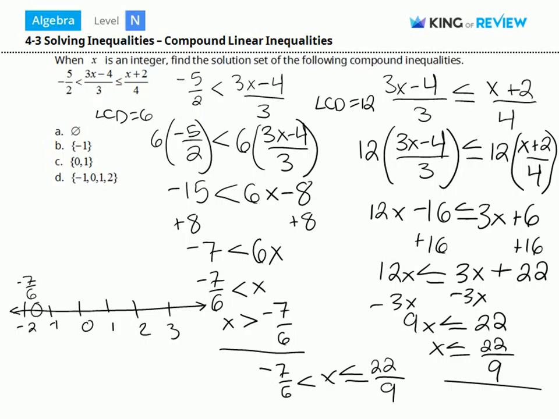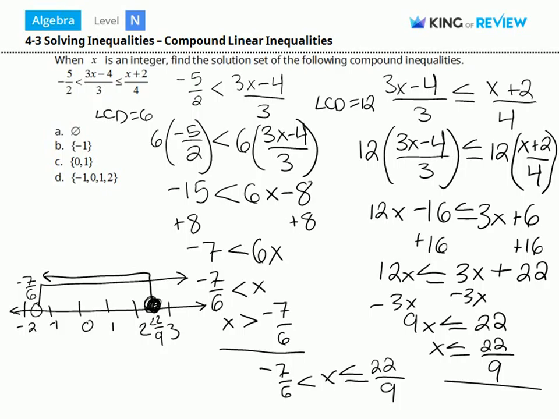And we have x is greater than negative 7 over 6. So that's going to be going to the right here. And then for our second inequality, we have x is less than or equal to 22 over 9. 22 over 9 will be somewhere in between the 2 and the 3. And it's going to be a closed circle. So this point here is 22 over 9. So x is less than or equal to 22 over 9. So our arrow is going to the left here.